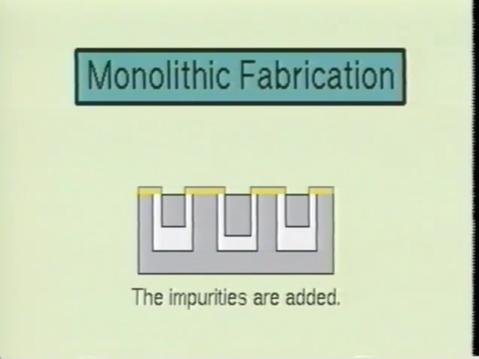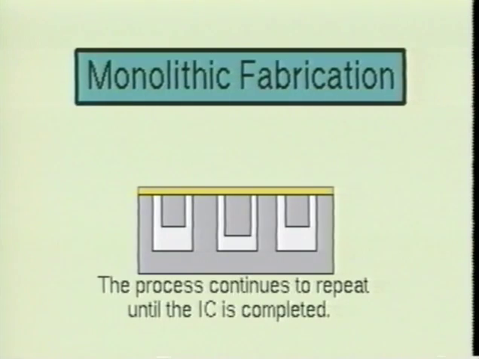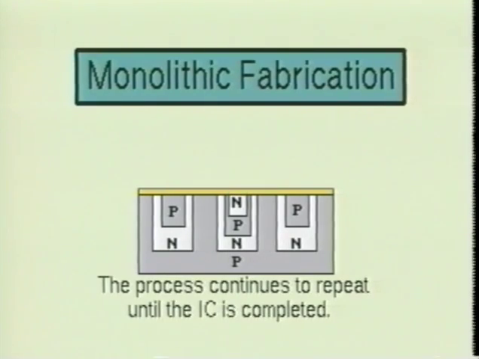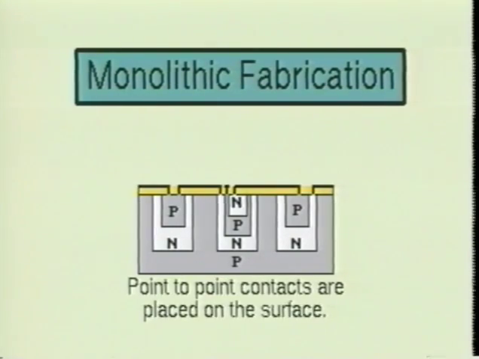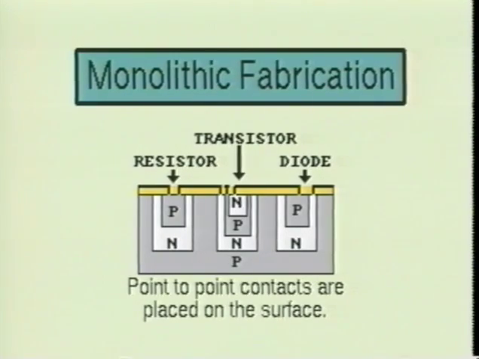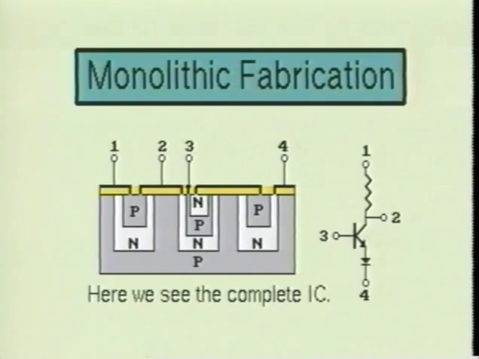This same process is repeated as many times as necessary to build the desired circuit. Finally, the holes are etched through the last silicon dioxide layer to form connections to the component parts. A thin film of aluminum is patterned to form point-to-point contacts for the circuit components. Here we see the final integrated circuit with an equivalent schematic drawing of the IC. This was just an example of how an IC is formed using the monolithic fabrication technique.